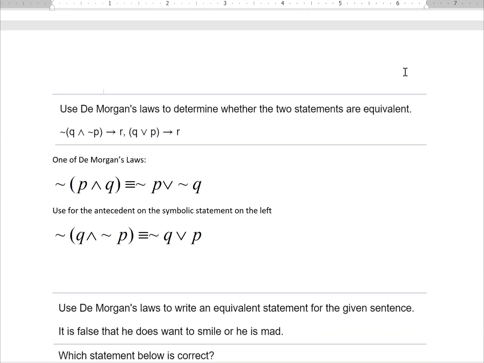Use De Morgan's law to determine whether the two statements are equivalent. So I've got a conditional statement, and I don't need to worry about the consequent because they're both the same. I need to worry about the left portion, the antecedent. And so I'm going to use one of De Morgan's laws on the left-hand side compound statement. I'm going to use De Morgan's law shown here for that antecedent, the not parenthesis Q and not P. And I'm going to see what happens when I apply that De Morgan's law, and I notice that I get this compound statement here, which is not equivalent to the one given in the problem, so therefore these two statements are not equivalent.